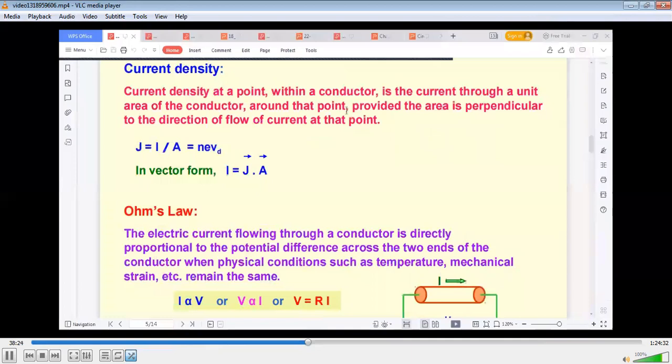Now, what is the current density? Current density at a point within a conductor is the current through a unit area of the conductor around that point, provided the area is perpendicular to the direction of flow of current at that point. That means current density is the electric current per unit area. We can denote it as nevD using the drift velocity. In vector form, I equals the dot product of current density and cross section area, because cross section area depends on the diameter, or we can denote this area in vector form.